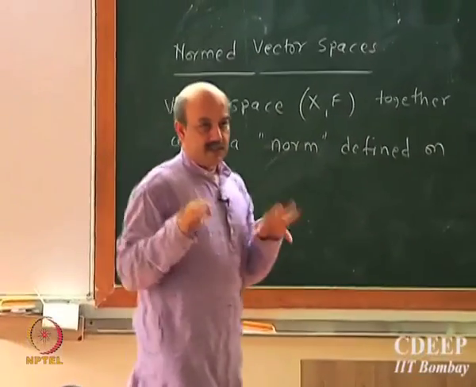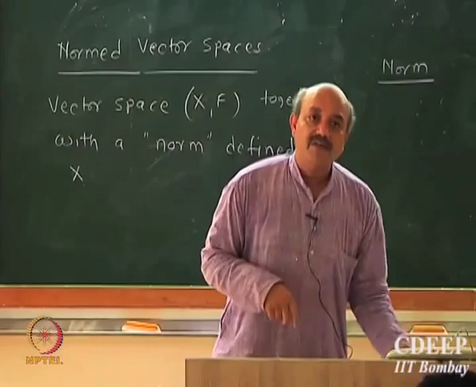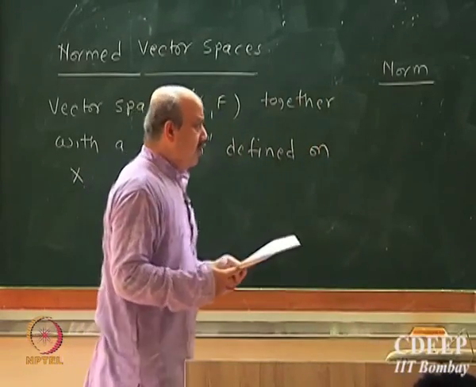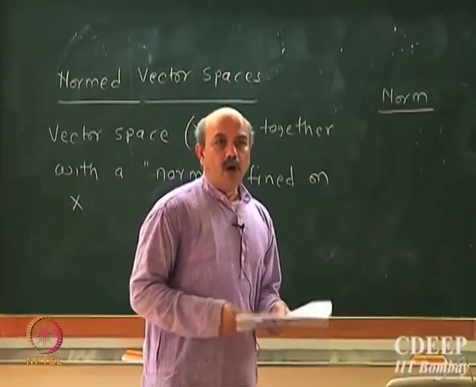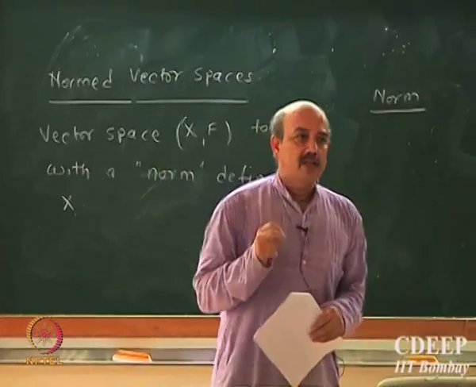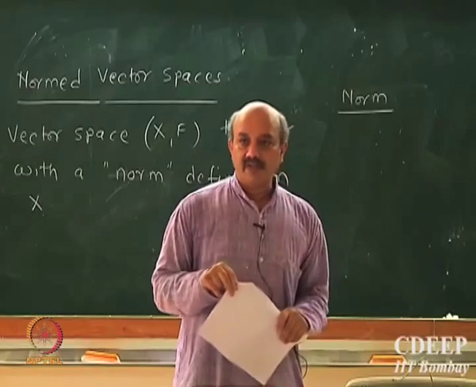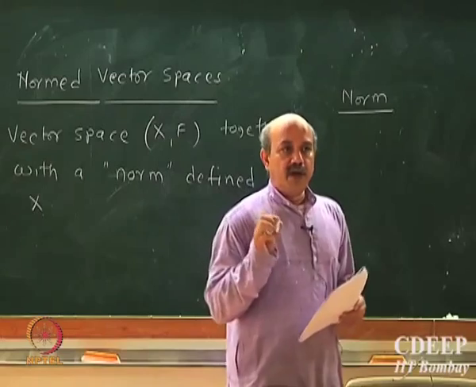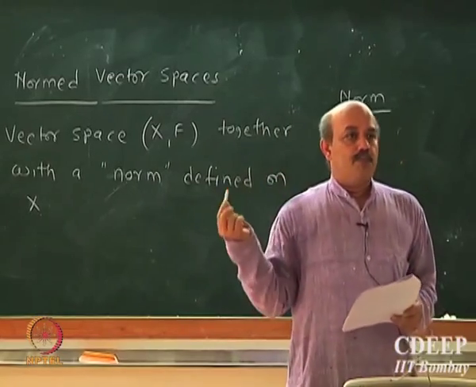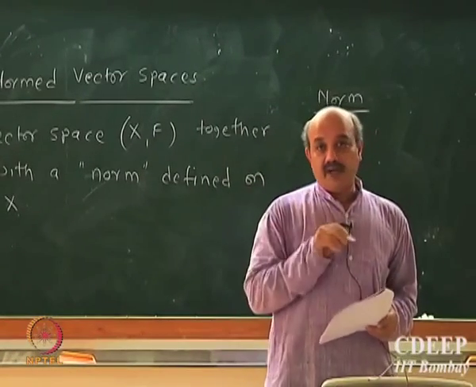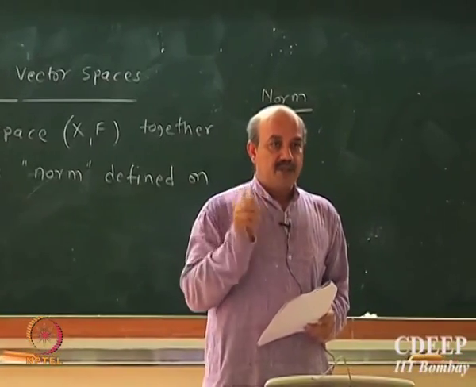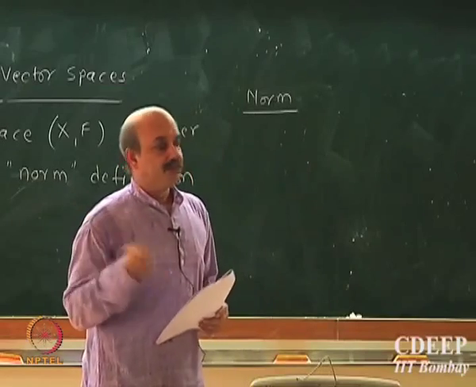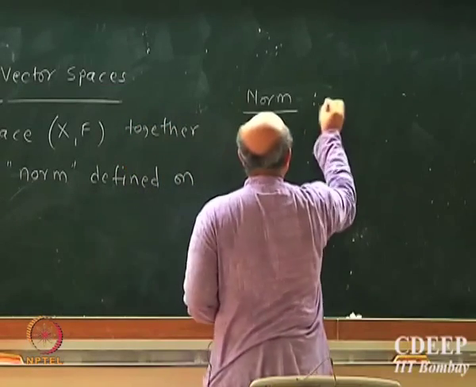So a vector space together with a definition of norm defined on it forms a normed vector space. So what is a norm? Norm is a real valued function. In fact, it's a function whose values lie from 0 to infinity. It's not defined on the negative side of the real line.